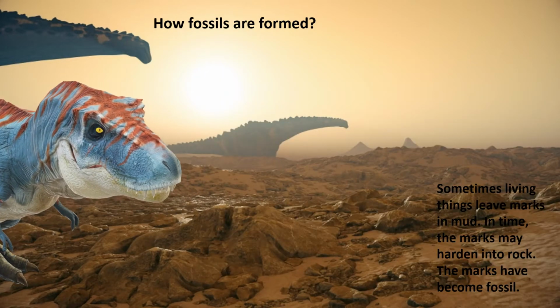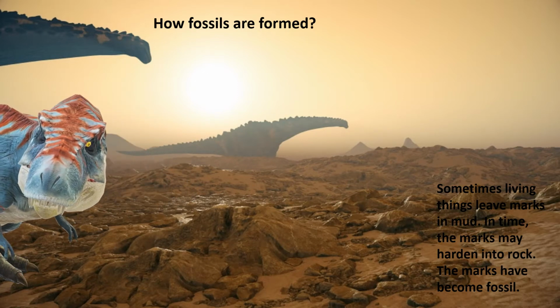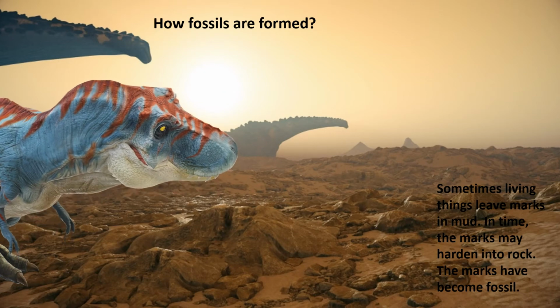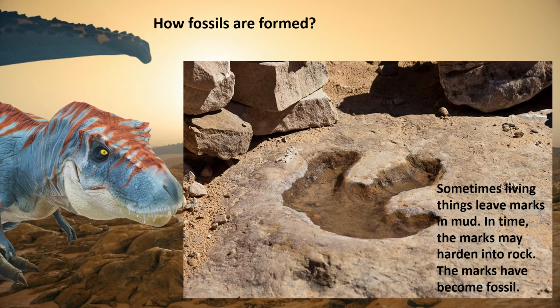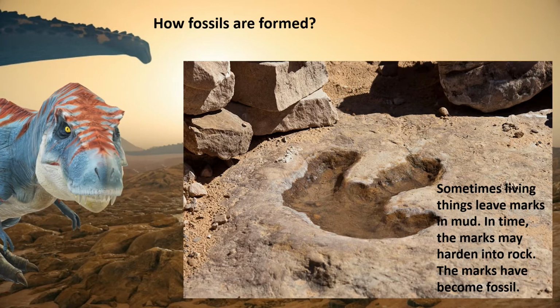Let's discuss how fossils are formed. Sometimes living things leave marks in mud. In time, the marks may harden into rock. The marks have become fossil. This is an example of a dinosaur footprint that was left in mud. The mud turned to rock.